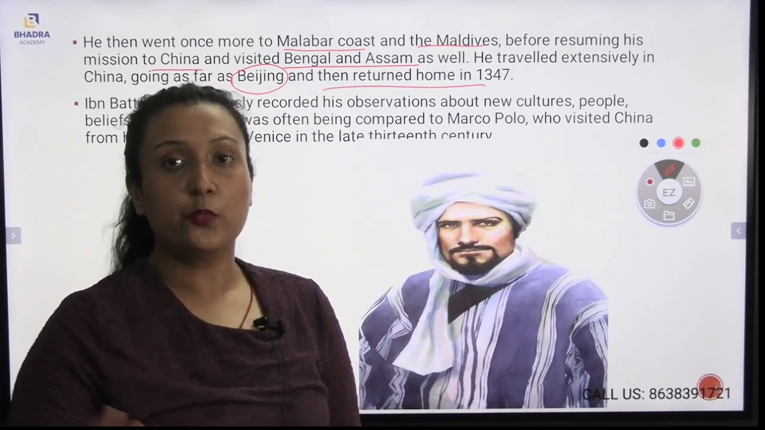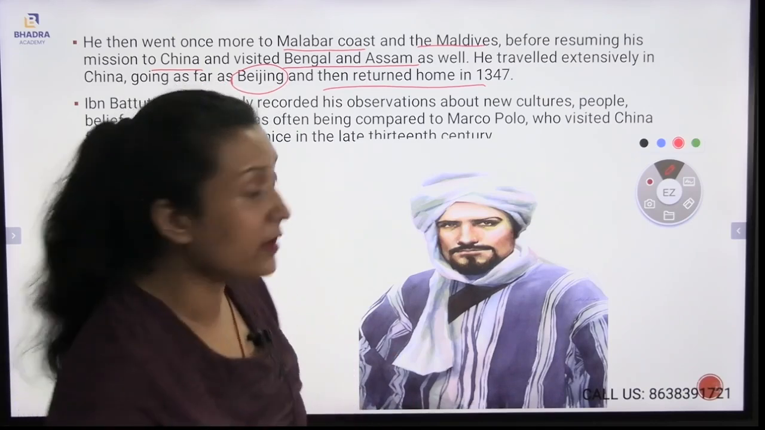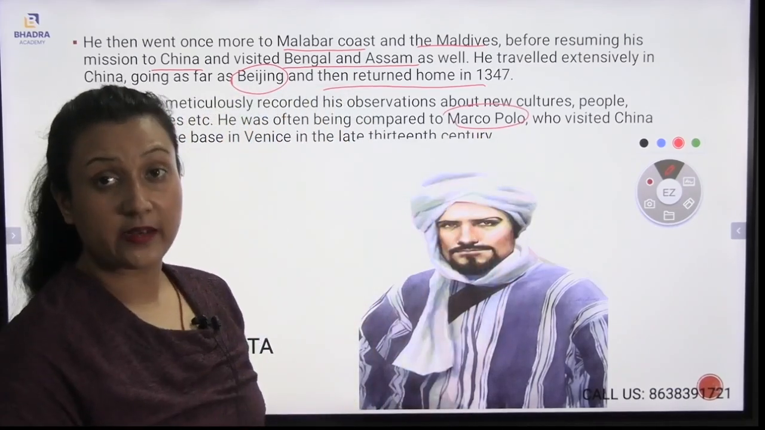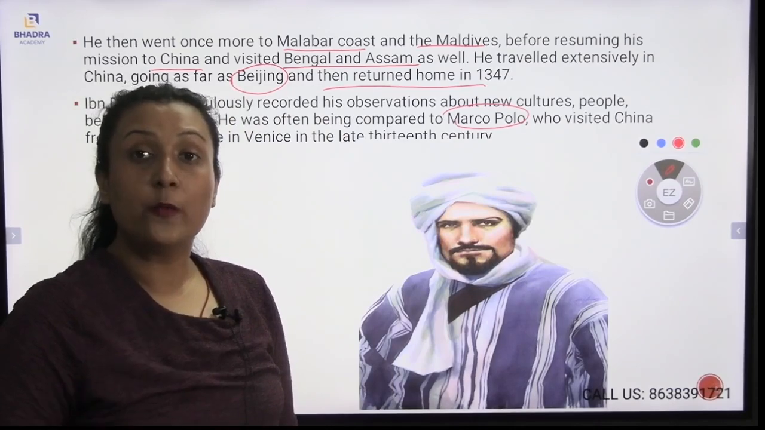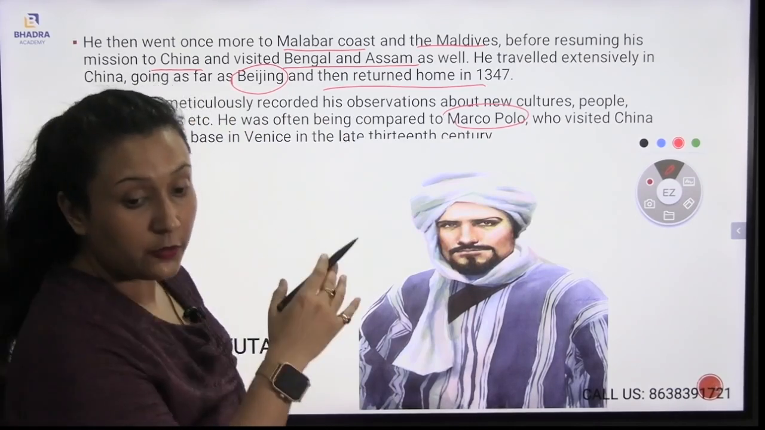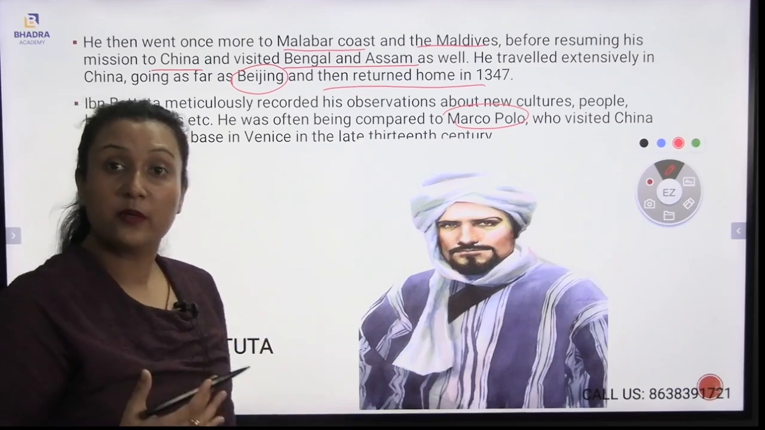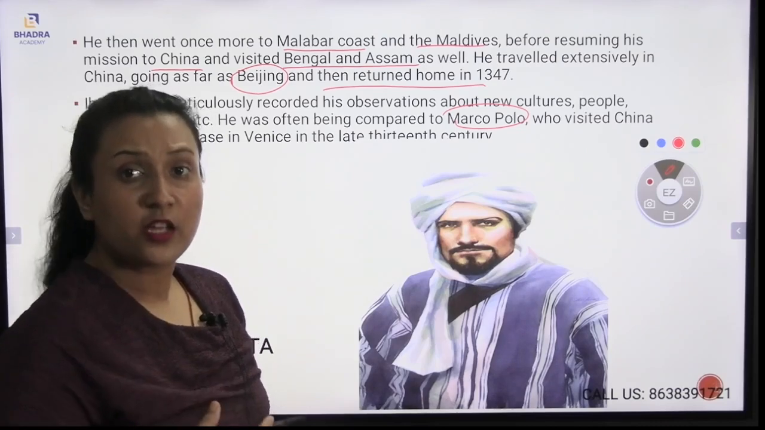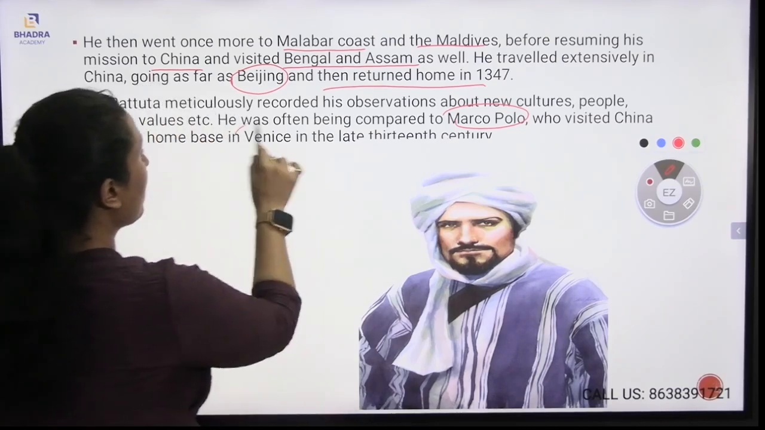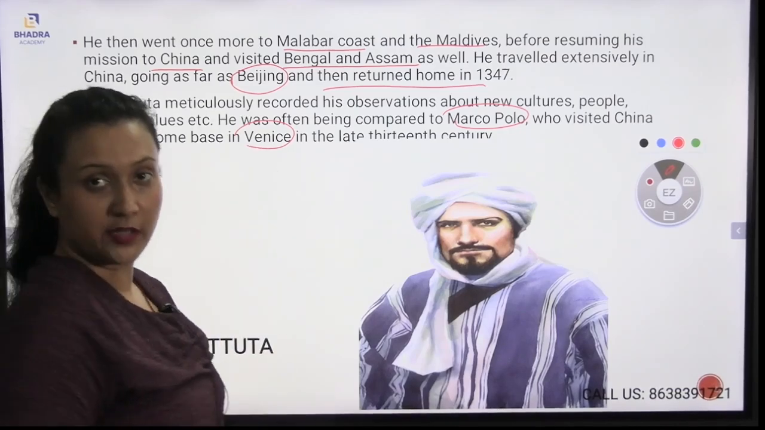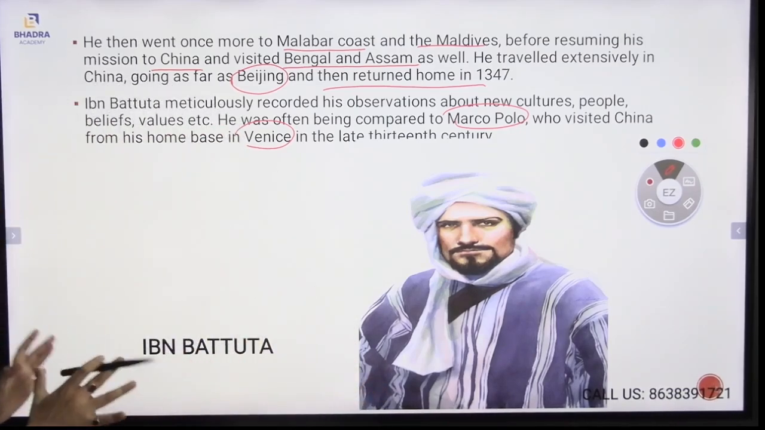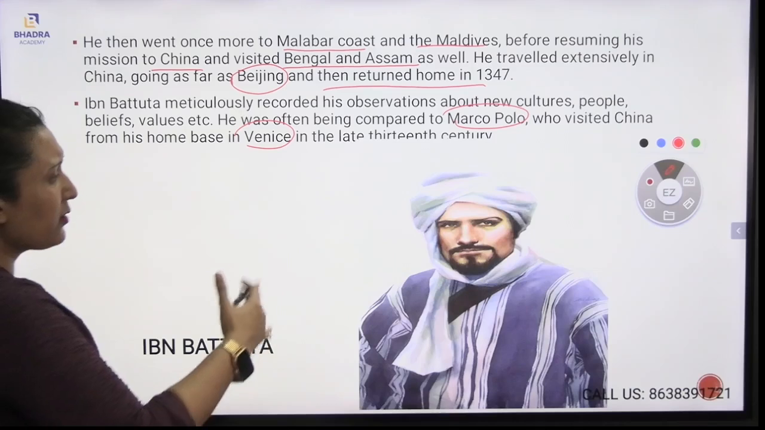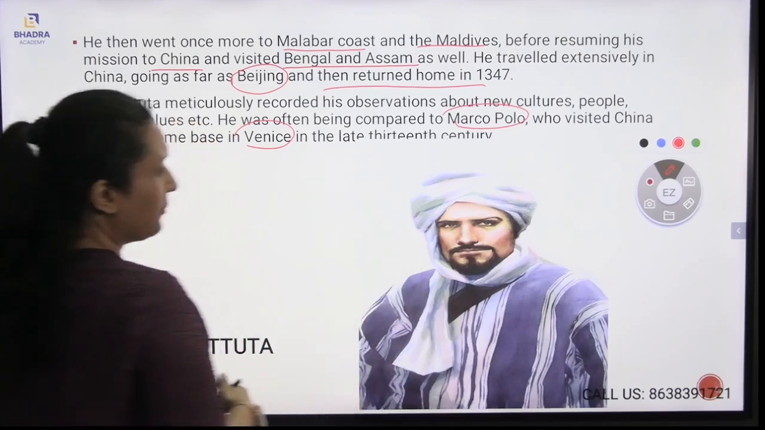Marco Polo was also one of the most important travelers during that time, who visited China from his home country Venice. Ibn Battuta belonged to Tangier, but Marco Polo belonged to Venice in the 13th century. So here is a portrait of Ibn Battuta. You can see this painting of the portrait of Ibn Battuta, how he looked.